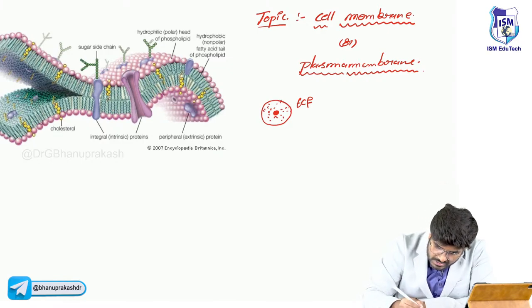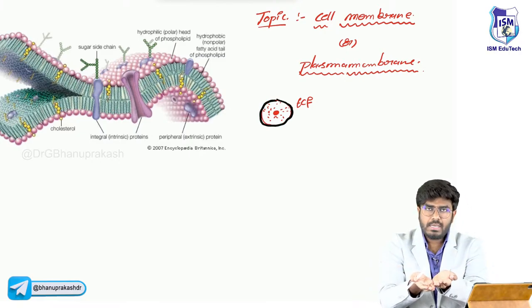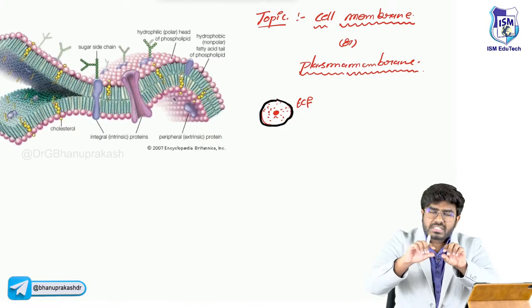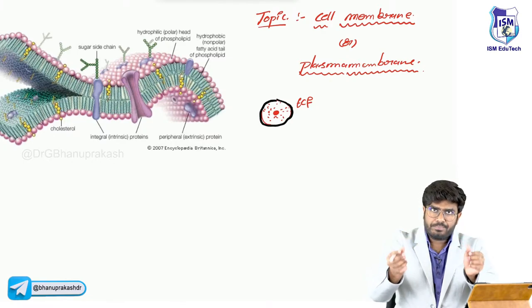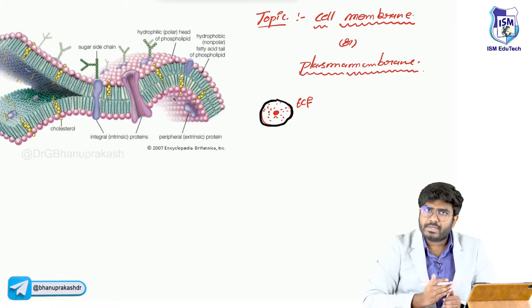Now, what is this structure which I am highlighting in black color? This is the cell membrane. It's a membrane of the cell which is separating the intracellular environment from the extracellular environment. It's just like a boundary for the cell. Outside, it is extracellular; inside, it is the intracellular cytoplasm.